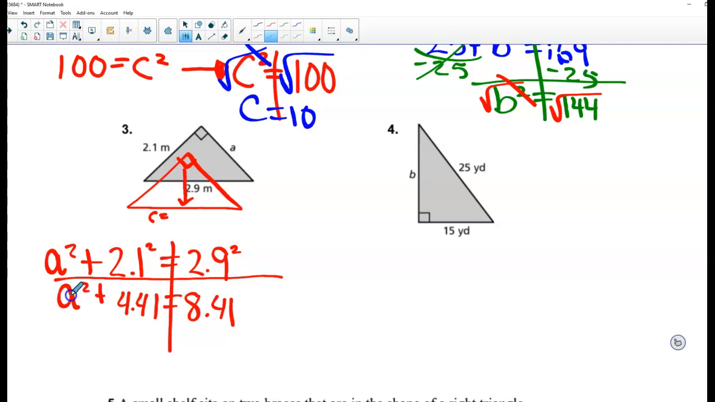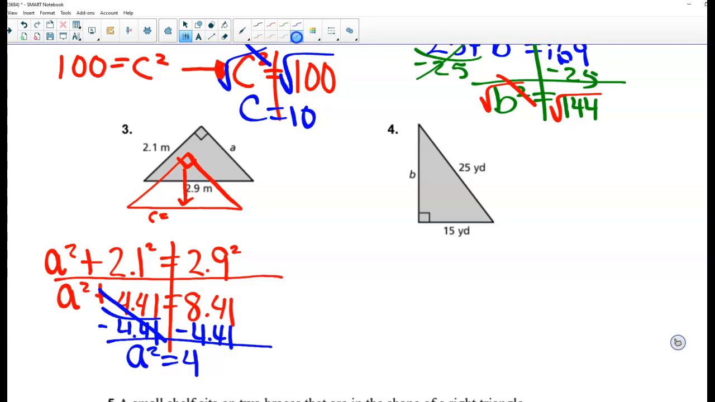So my next step here is then I have to get rid of addition or subtraction first. So I'm going to subtract 4.41 from both sides. I do the opposite. So these cancel out, and I'm left with a squared equals, and then in your calculator, 8.41 minus 4.41. So then that would give you just 4. It actually comes out to a whole number.